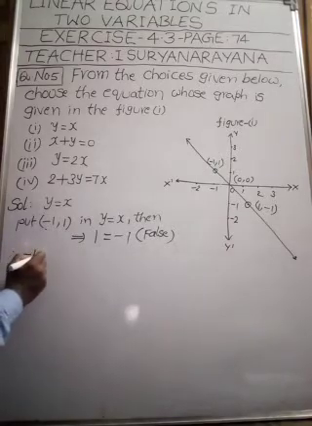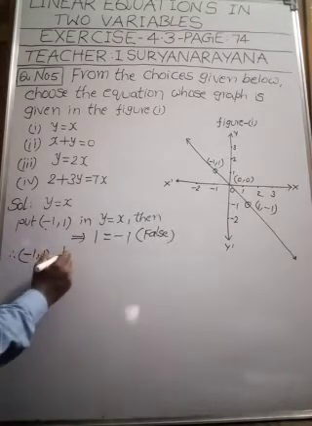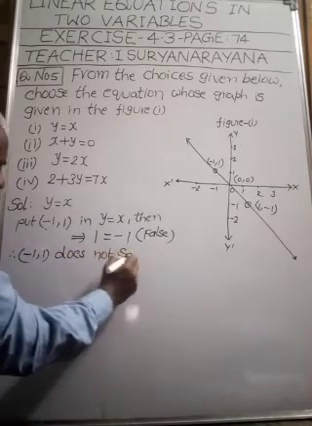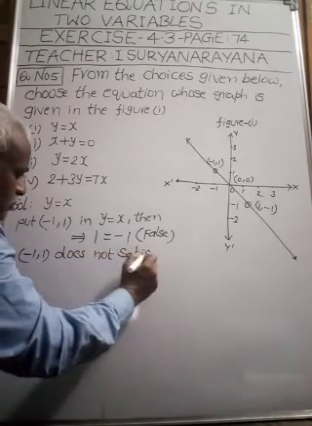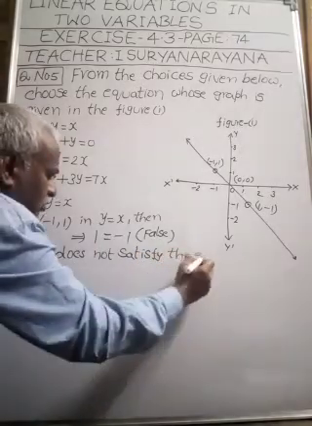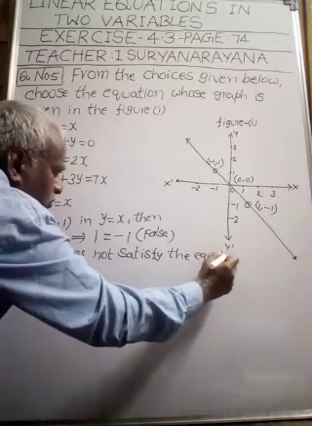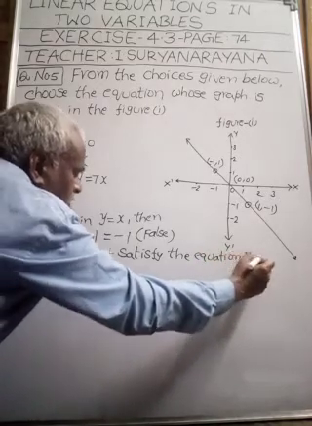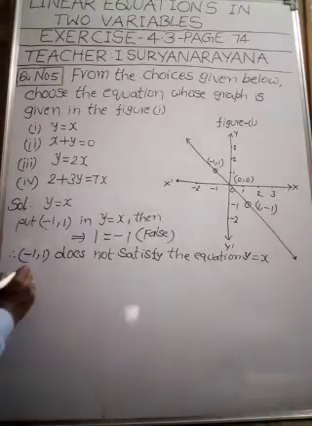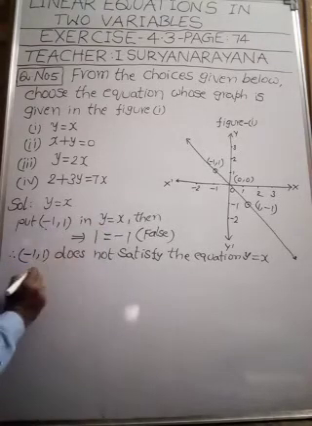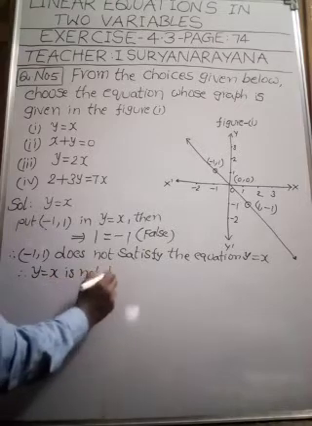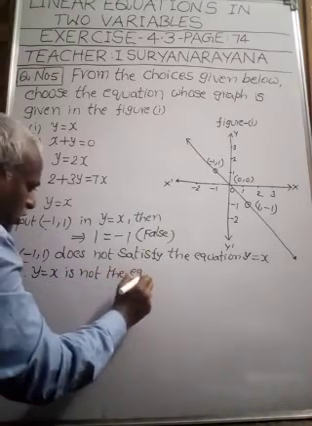Therefore, minus 1 comma 1 does not satisfy the equation y is equal to x. Understood this point, my children? Therefore, y is equal to x is not the equation of the graph.